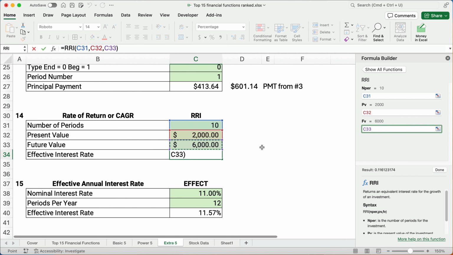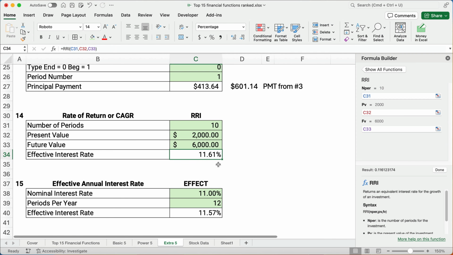Now, this is one of the time value function problems where you don't have to put it in as a negative. It knows that this is just a rate of return. It's going to assume present value is negative and future value is positive. And so let's calculate what is our rate of return. Well, it's 11.61% annual rate of return, or CAGR, compounded annual growth rate.